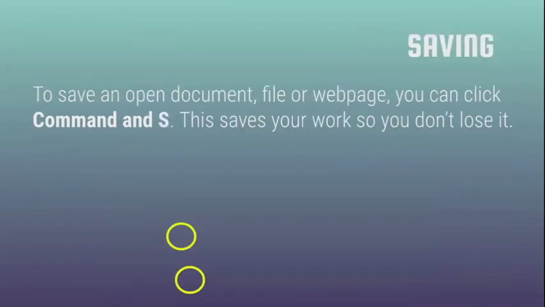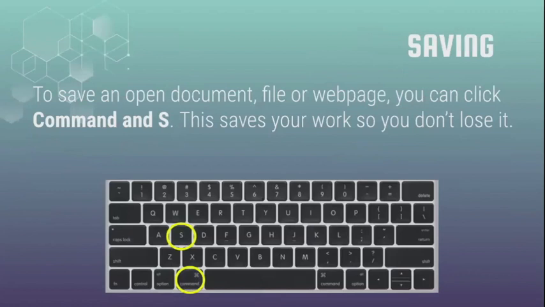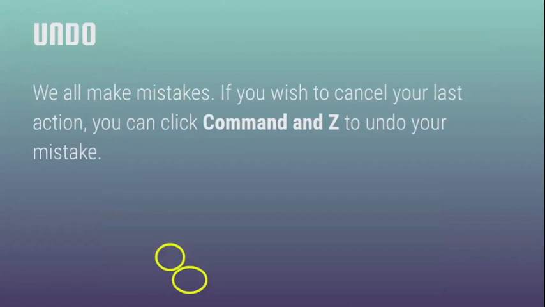Saving. To save an open document, file, or web page, you can click Command and S. This saves your work so you don't lose it. Undo. We all make mistakes. If you wish to cancel your last action, you can click Command and Z to undo your mistake.